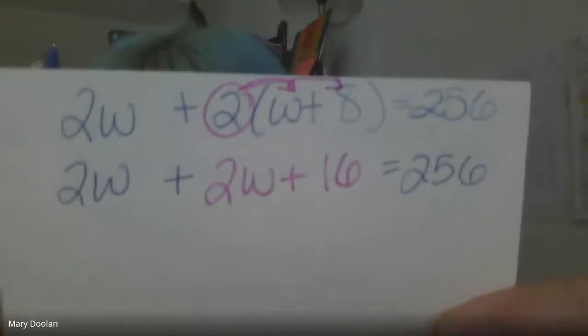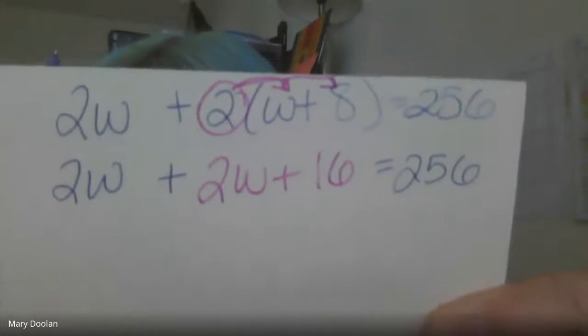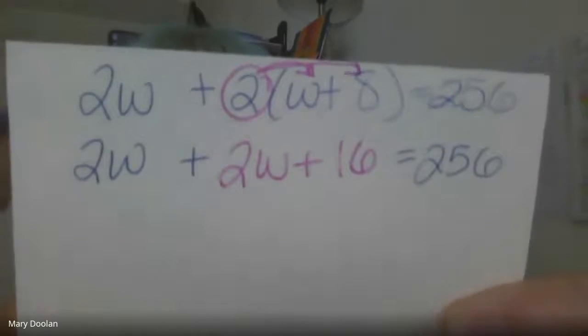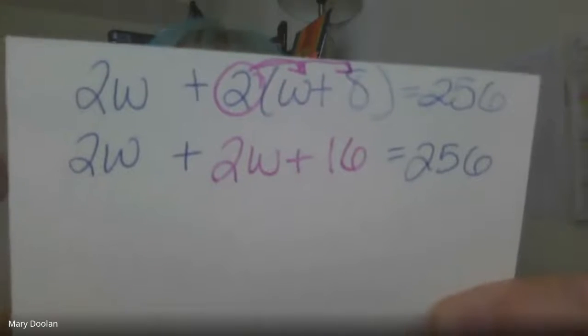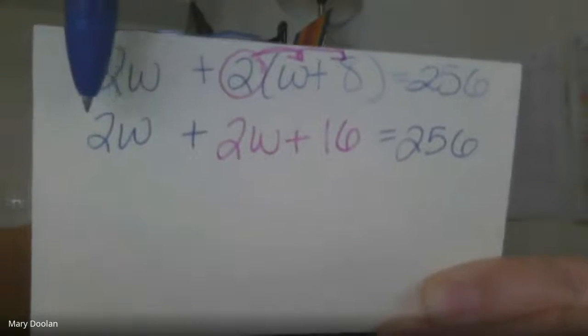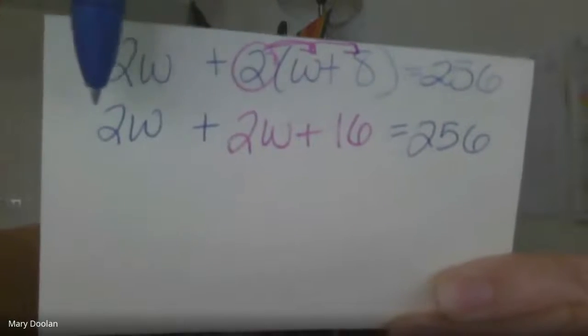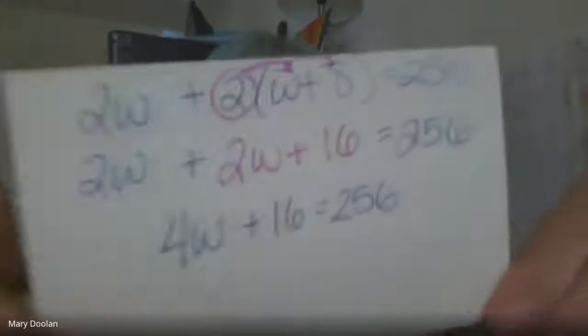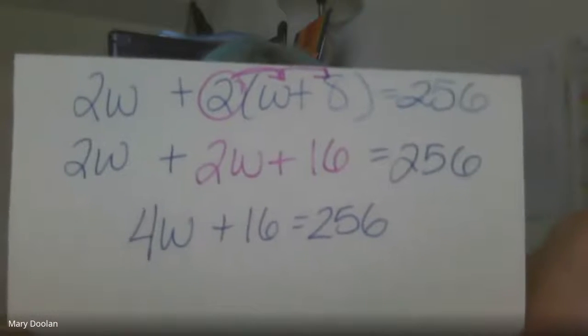Okay, so once you distribute, 2 times W is 2W, 2 times 8 is 16. And now you have an equation with 4 terms in it. You're going to combine like terms. 2W and 2W are like terms. You add the coefficients. What's 2 plus 2? 4W plus 16 equals 256.